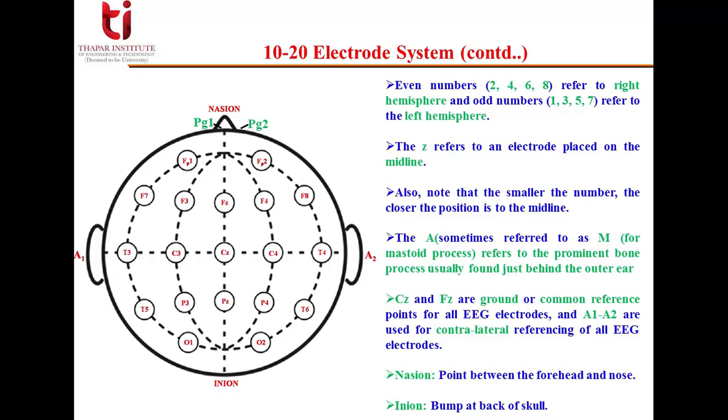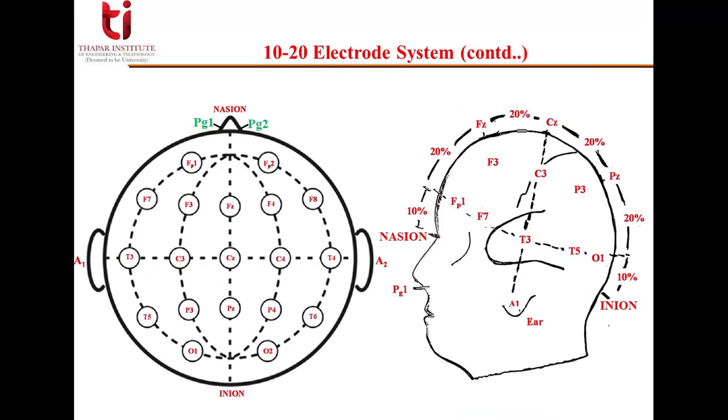Now let's see how the measurements are done. Specific landmarks are used for measuring and positioning EEG electrodes. These are found with a tape measure or maybe with a marker. The nasion is the distinctly depressed area between the eyes just above the bridge of the nose, as you can see in this figure. And the inion is the crest at the back of the skull, often indicated by a bump.